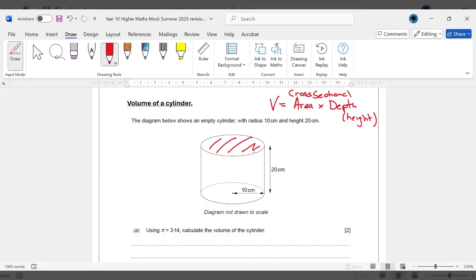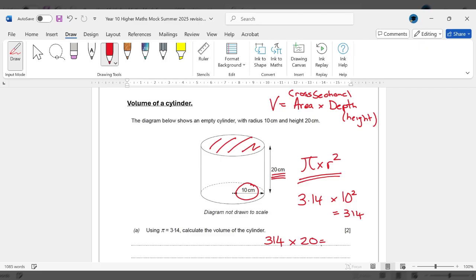Okay. So the main shape here for cylinders is going to be a circle. So the area is going to be that. For this one, that would be pi times the radius of the circle squared. You're going to get 314. Right. Use your calculator. And then take your area and times it by your height.